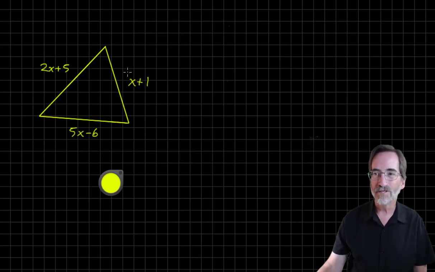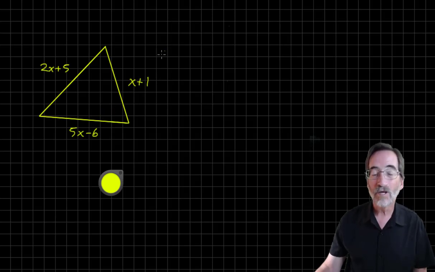But the case is this. We have a triangle in which we've labeled the 3 sides of the triangle with lengths that are algebraic expressions on x. So one side is 2x plus 5, another is x plus 1, another is 5x minus 6. And we use the inequality, the triangle inequality, to limit what x can possibly be. So that's the goal. We want to find out what values x can take to make this a valid triangle.